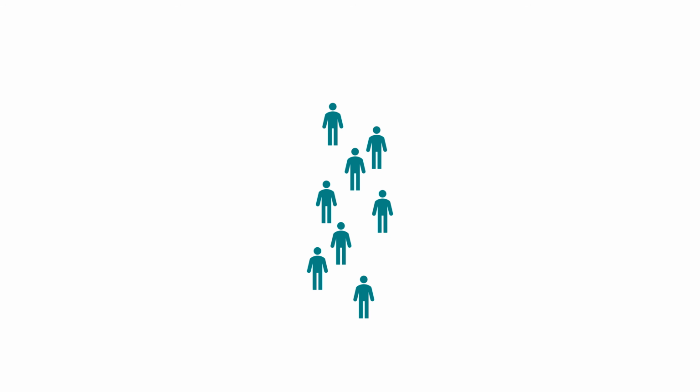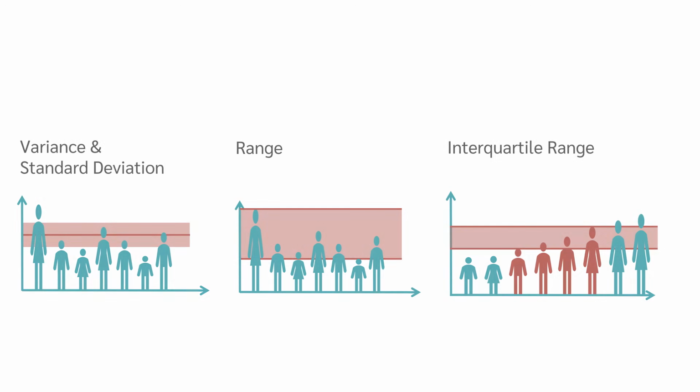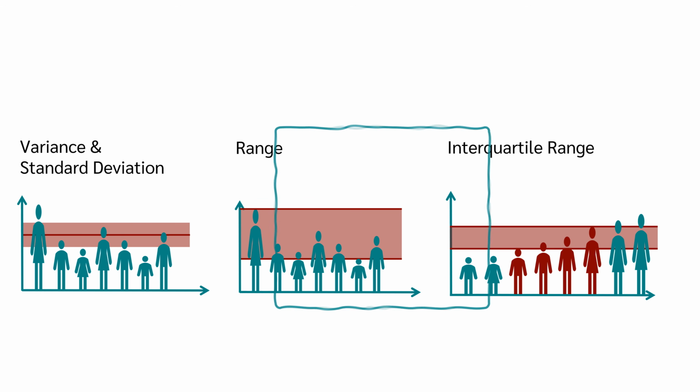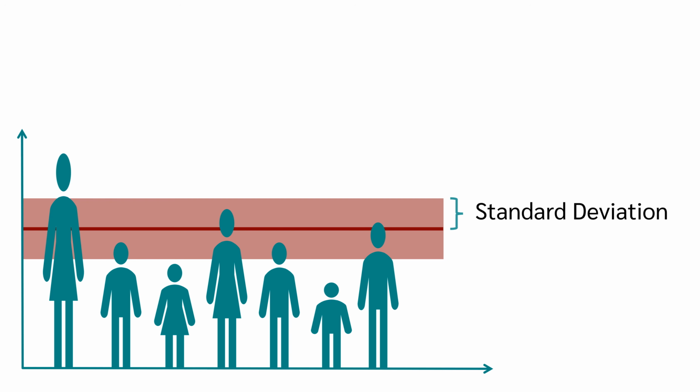Measures of dispersion describe how spread out the values in a dataset are. Measures of dispersion are, for example, the variance and standard deviation, the range, and the interquartile range. Let's start with the standard deviation. The standard deviation indicates the average distance between each data point and the mean.